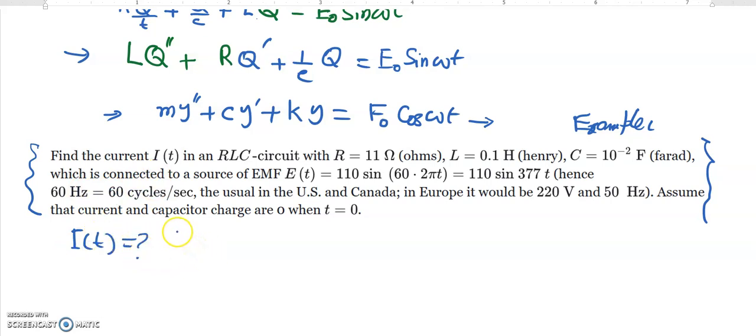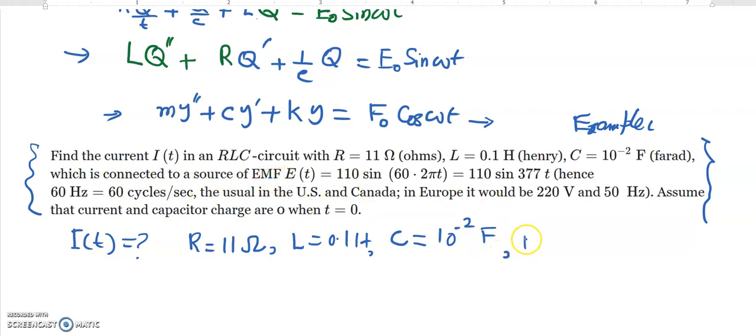in an RLC circuit with R equal to 11 ohm, L equal to 0.1 Henry, and capacitance 10 to the power minus 2 farad, which is connected to an EMF E of t given as this. So we can take this second value, both values are equal. 60 times 2 pi t is 377. So 110 sine 377 t.